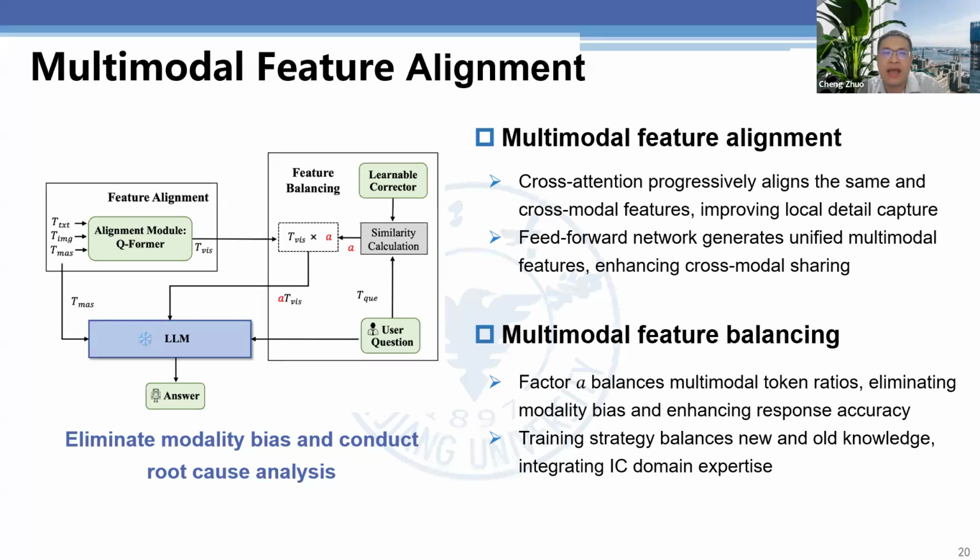The third key technology that I want to talk about for this model is the feature alignment, which is very critical. We utilize the Q-former to align the multimodal features. In particular, we use cross attention to align the cross-modal features to improve the local detail capture. Then the feed-forward network generates unified multimodal features and enhances the cross-modal information sharing. In addition, to eliminate the modality bias, we also design a similarity calculation module to compute a factor A, which helps balance the multimodal tokens.